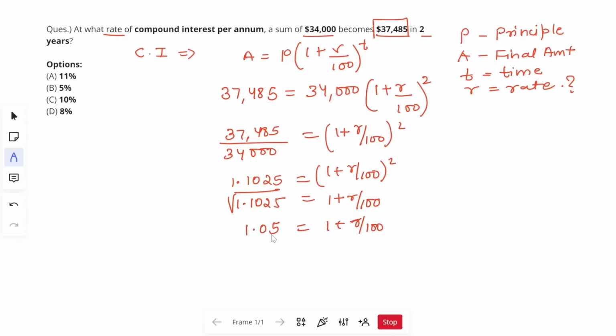Now if you solve it further, you get R by 100 equals 1.05 minus 1, which is 0.05. So your final R value is 0.05 into 100, which is 5. So your rate will be 5%. The final answer is going to be option number B. Hope you have understood the logic.